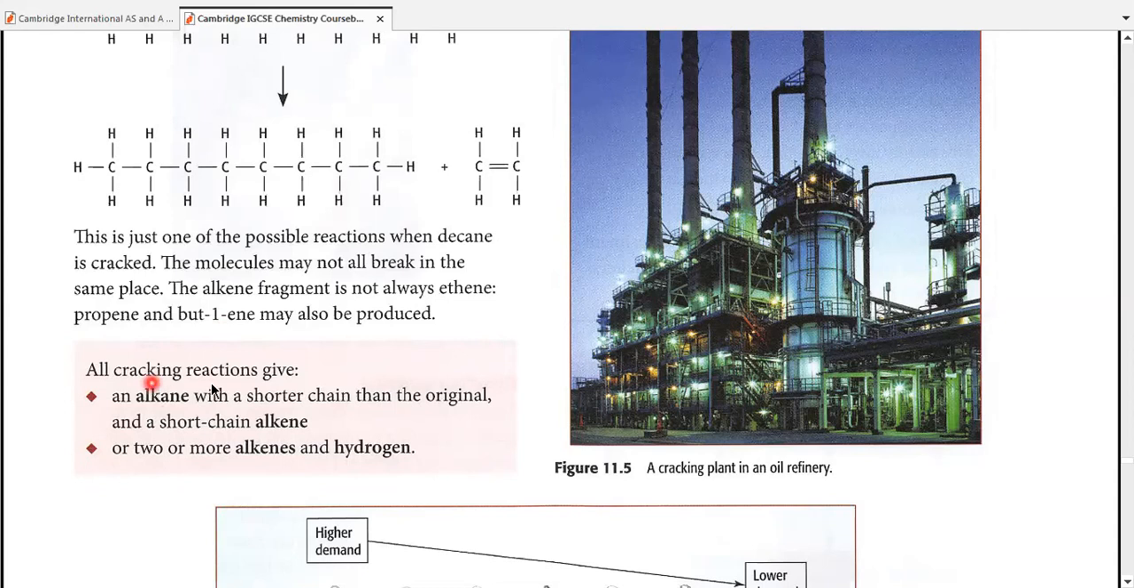So cracking reactions have two possibilities. Number one, an alkane with a shorter chain than the original one, and a short chain alkene may be produced. This is the first possibility or outcome that we have previously discussed in the form of an example. The second possibility, for which the example is not given over here, is that we only get alkenes and hydrogen, and we would not get an alkane out of this. This may also happen. But the second possibility or second outcome is something that we are going to discuss tomorrow, not today.